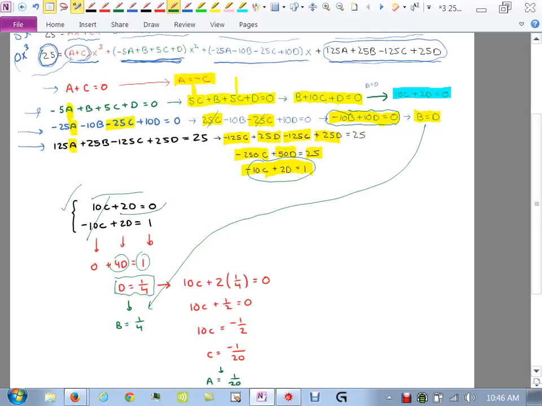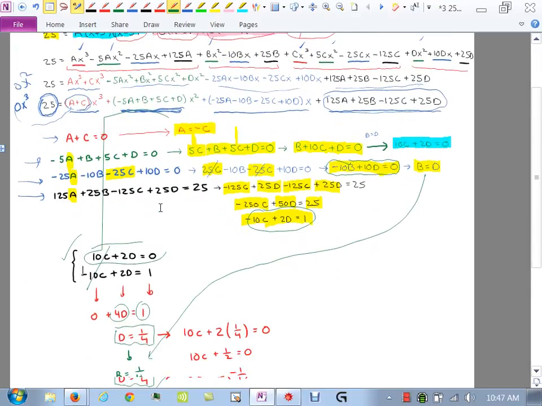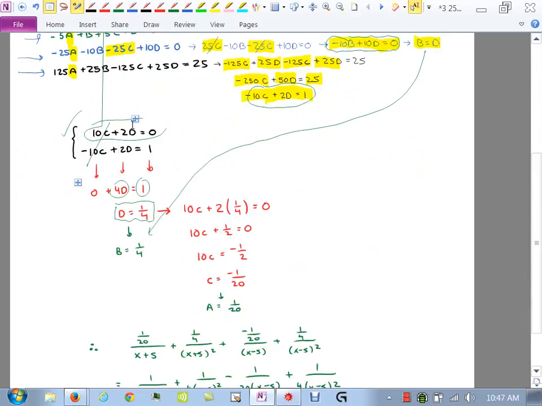Also, taking this equation, whoa. Sorry about that. My computer's acting funny.